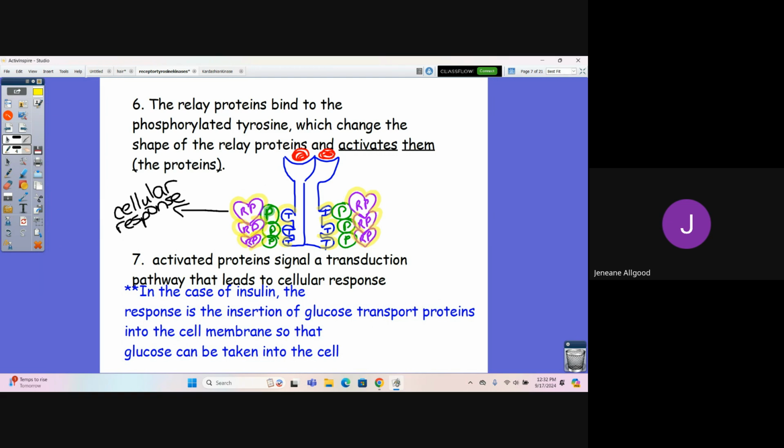So then we're going to do some application of this pathway. And yeah, not much. Notes aren't too terribly long today.